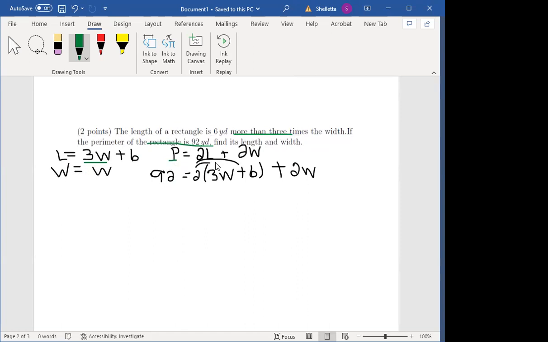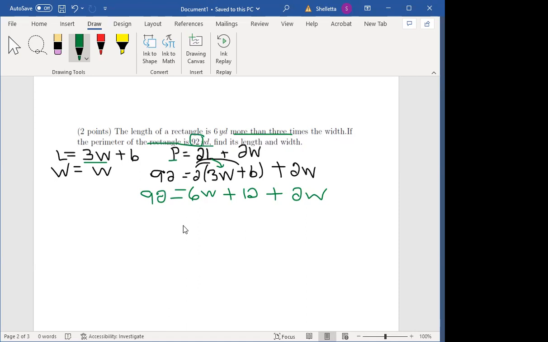Now, in our perimeter formula, we went ahead and substituted for the length, we substituted 3W plus 6. And then for the width, we have W, so 2W. We need to distribute 2 times the 3W, 2 times the 6. So we get 6W plus 12, carry down the 2W on the end. And we'll also carry down the 92. Remember, we were given perimeter in our equation.